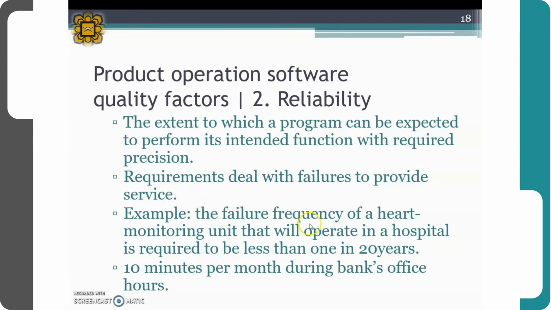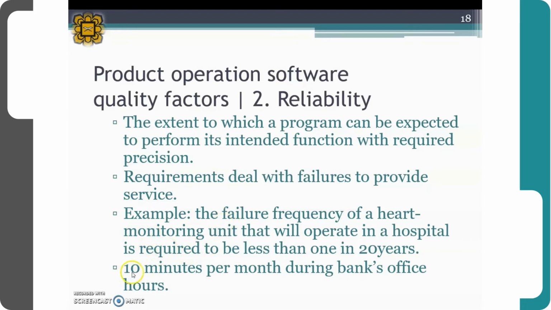For example, the failure frequency of a heart monitoring unit that will operate in a hospital is required to be less than 1 in 20 years. That means this is a very difficult requirement to achieve, because you want it to be functioning all the time, and you can only accept it failing maybe once. Okay, that means it's a very high requirement, a high expectation from the system.